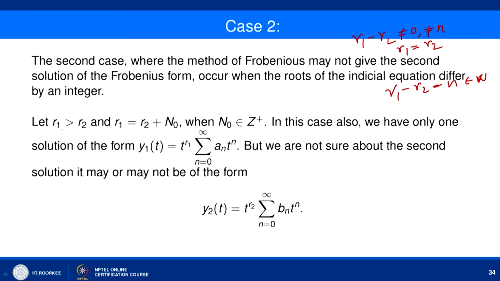So, here we assume that R1 is greater than R2. Let us take R1 equal to R2 plus N naught, where N naught is some positive integer, and in this case also we have only one solution of the form y1 t equal to t to power R1 summation n equal to 0 to infinity a n t to power n, and we are not sure whether the second solution will take this form or not. It may take this form, it may not take this particular form; that depends on the difference R1 minus R2.